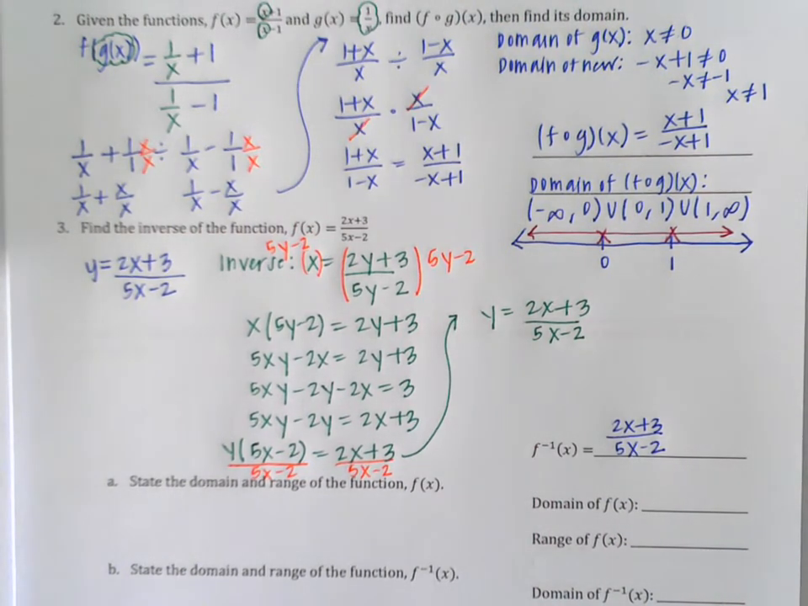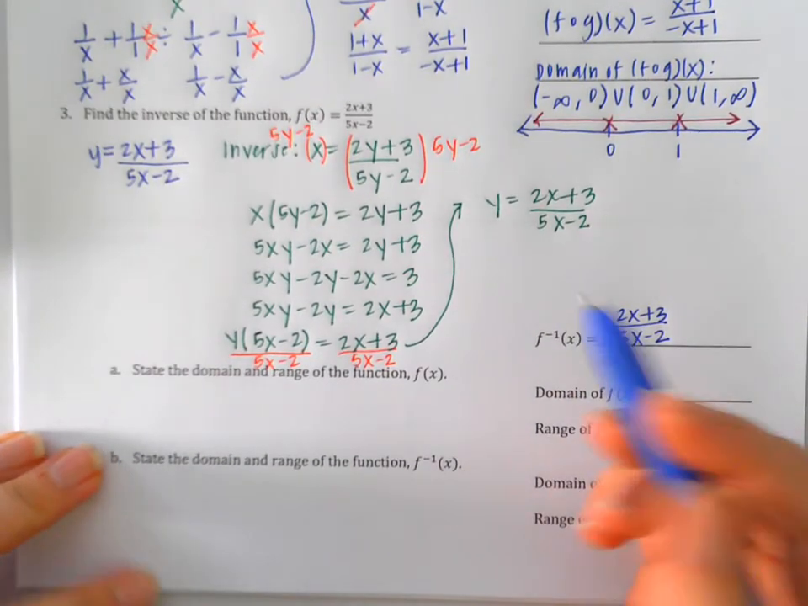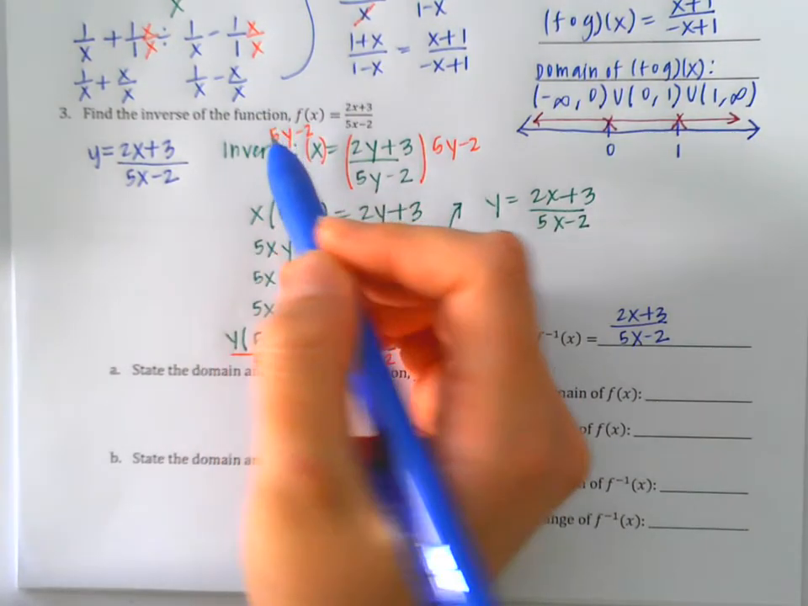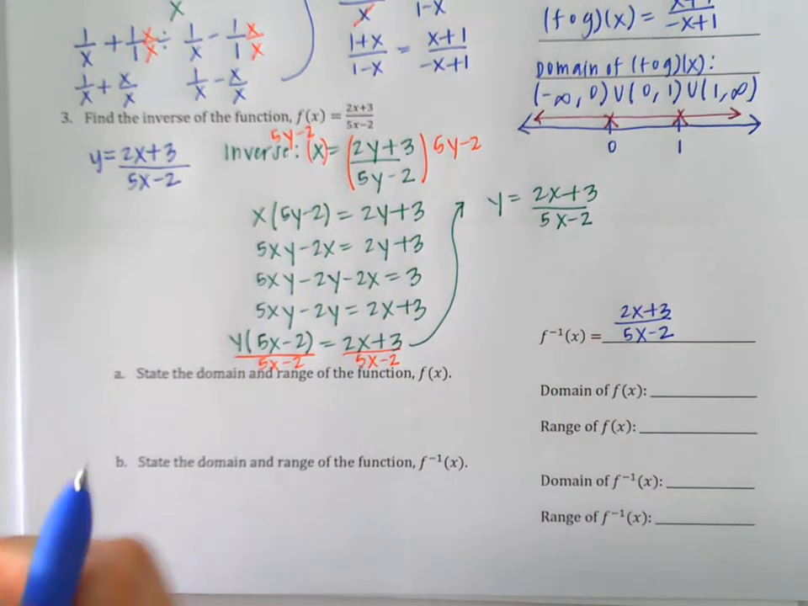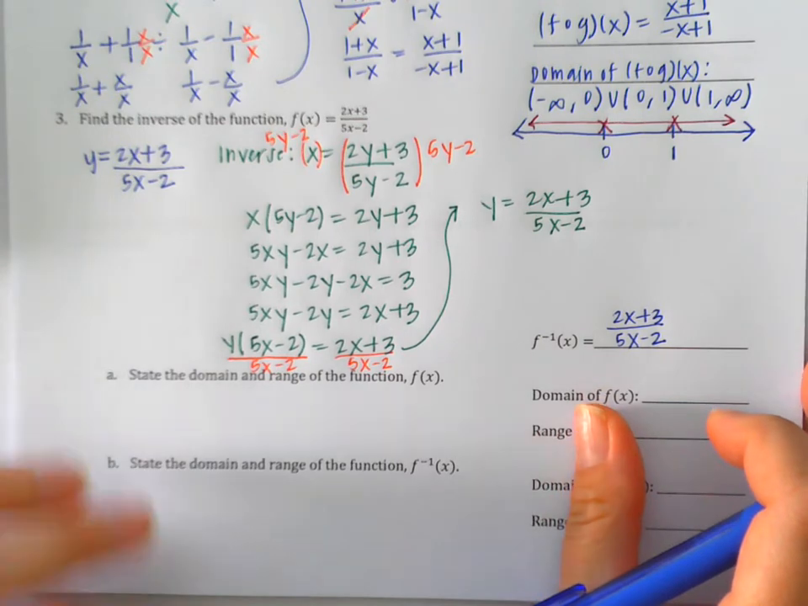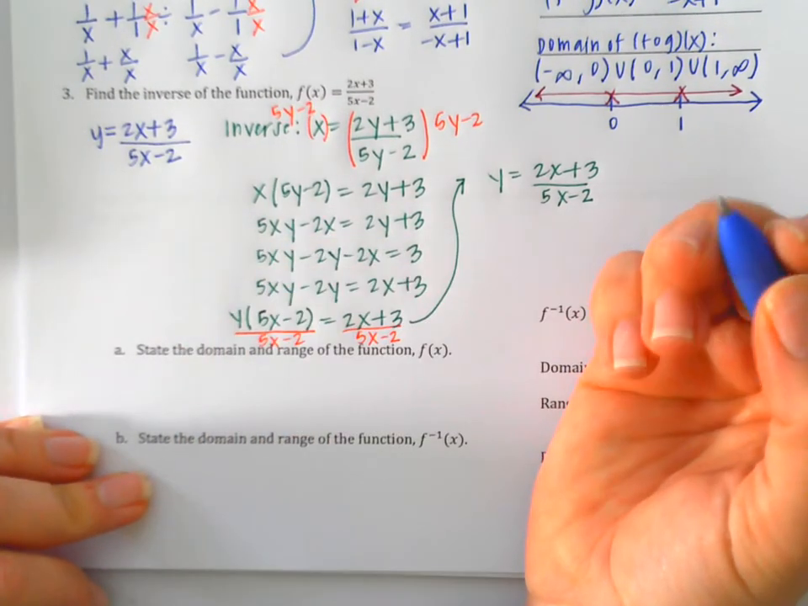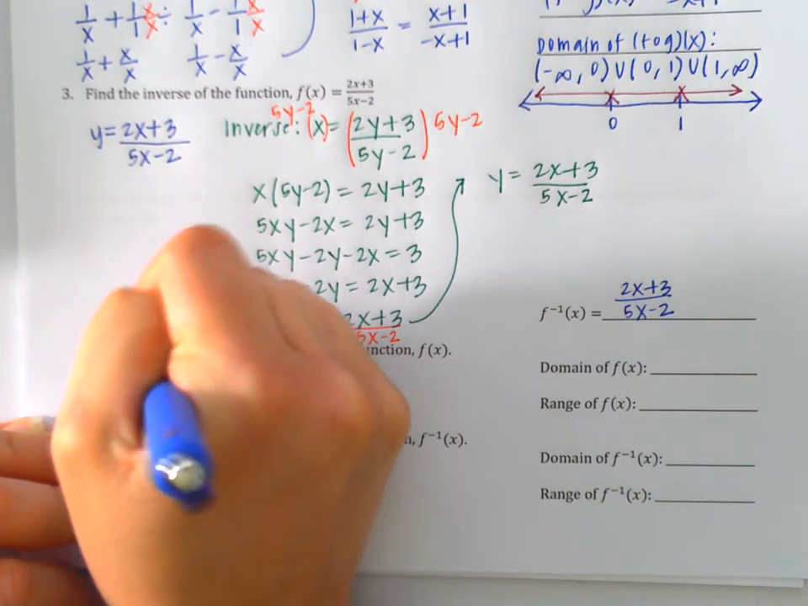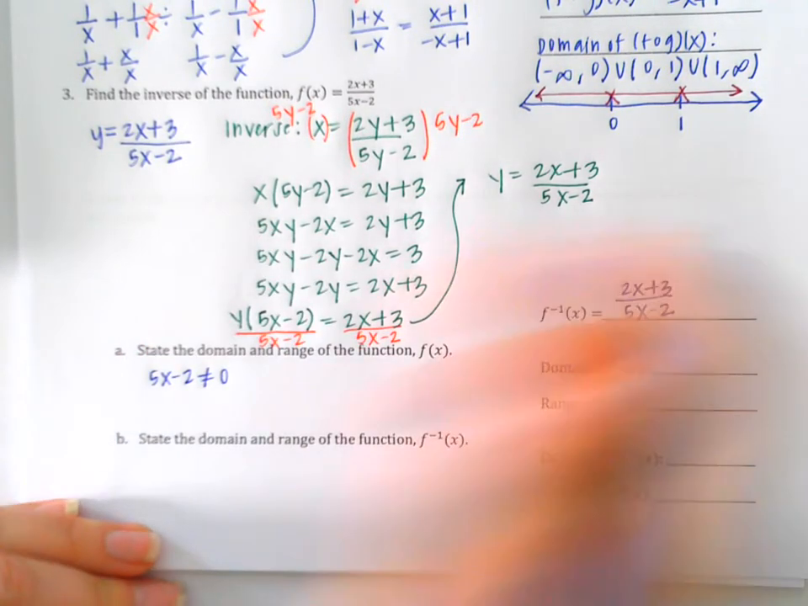Okay. So then we need to state the domain and the range of the function, and the domain and the range of the inverse as well. So let's start with just the domain of the original function, which is 2x plus 3 over 5x minus 2. It's a rational function, so we need to find the excluded values. So that means we need to set the denominator, 5x minus 2, can't be equal to 0 to find the excluded values.